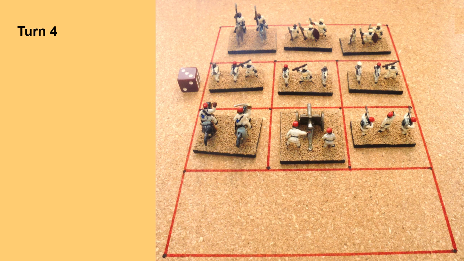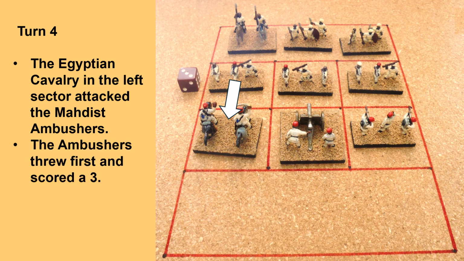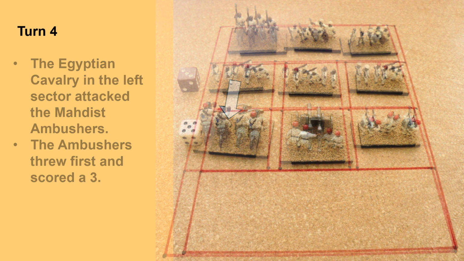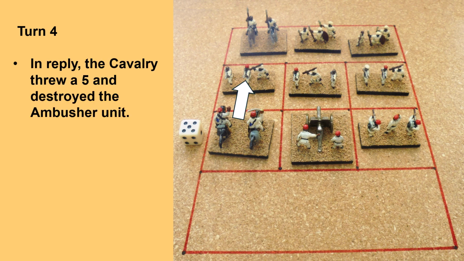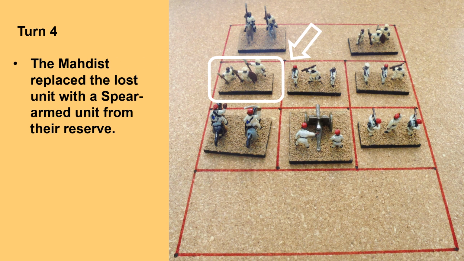In reply, the cavalry on the left attacked the Mahdist ambushers, but the Mahdists threw first, scored a 3. The cavalry threw a 5 and destroyed the ambusher unit, which was immediately replaced by one of the spearmen units from the reserve.